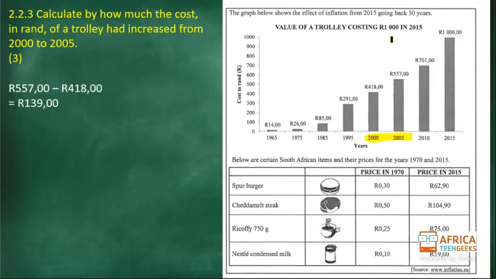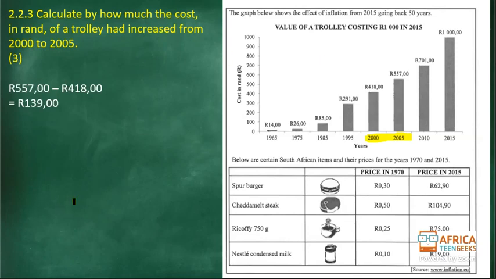Everyone has answered correctly. It's 557 rand minus 418 rands. It is equals to 139 rands. I hope all you guys who just gave me the answer actually remembered to write down the calculation, right? Yes, all the answers are correct.